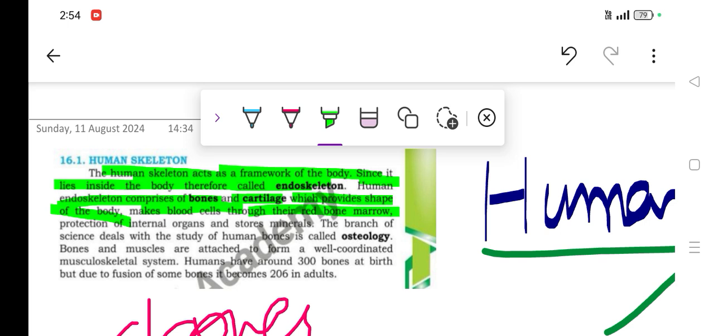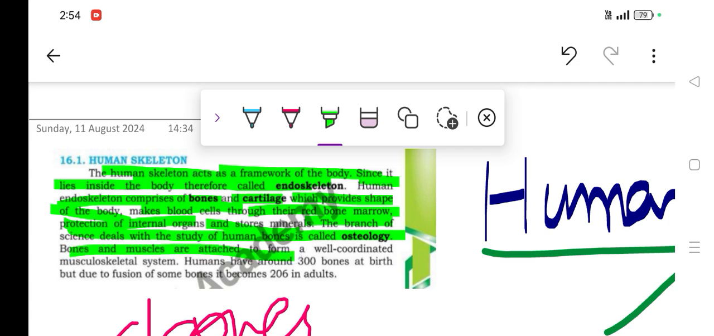They also make our red blood cells, and different cells such as white blood cells are also made. The endoskeleton makes blood cells because it has red bone marrow. They also provide protection of internal organs and store minerals. So the branch of science that deals with the study of human bones is called osteology.